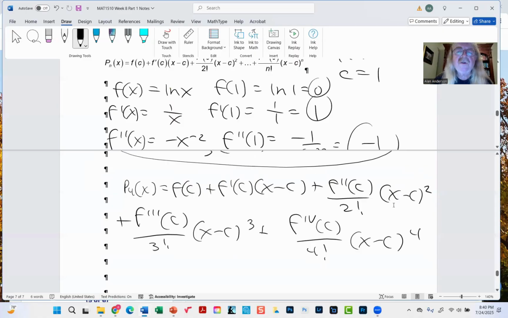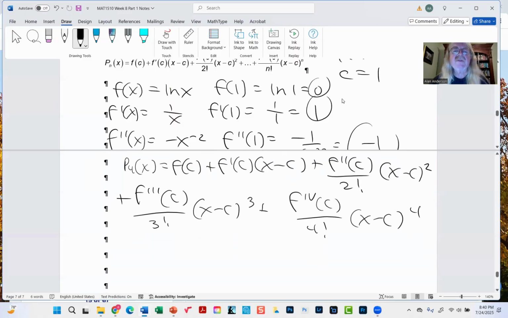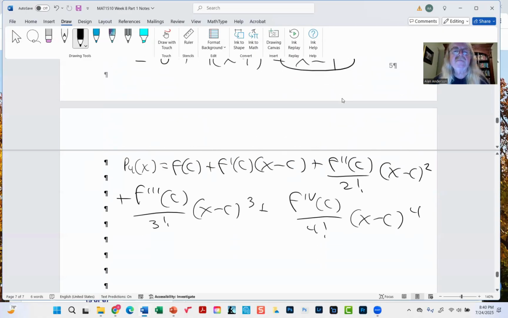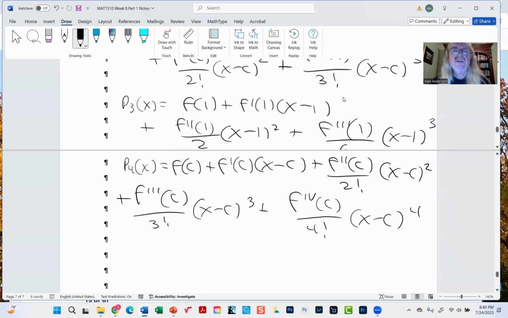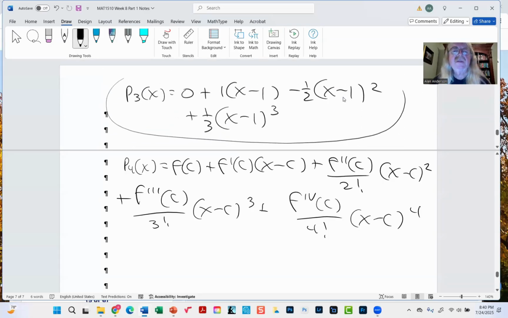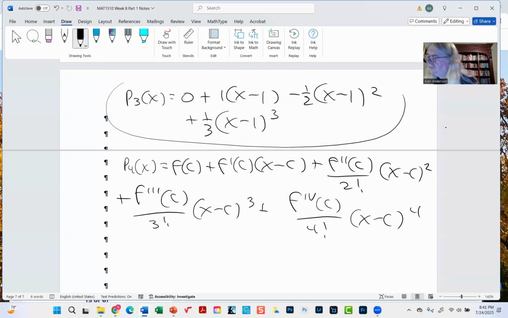All right, so the first part is exactly the same. So we'll just fill those back in as the previous one, I mean. P3 of x was this, so we'll just copy that. We'll have 0 plus 1, x minus 1, plus minus a half, x minus 1 squared, plus a third, x minus 1 cubed.